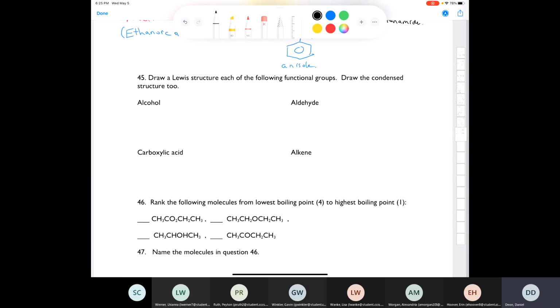It says draw a Lewis structure for each of the following functional groups. Draw a condensed structure too. Well, let's just draw some functional groups. If you have an alcohol, you should recognize an alcohol looking like that. If you have an aldehyde, you have a carbonyl that has an R group on one side, a hydrogen on the other. If you have a carboxylic acid, you've got a carboxyl group attached to an R group. And then for an alkene, that's when we have a double bond, and we'll put 4 R groups on that. They can be the same or they can be different.